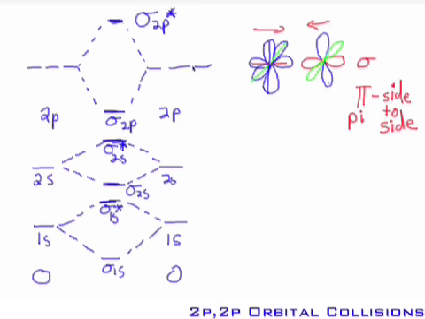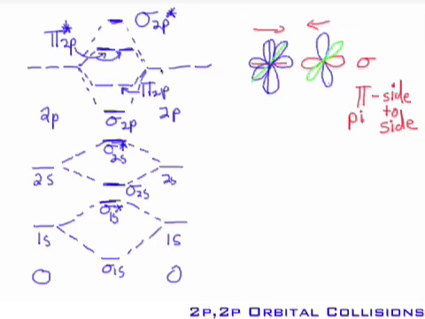Now, what about the other two orbitals on each atom? Well, those are the ones coming side to side. And because side-to-side overlap isn't as great, it doesn't come down as much as the sigma. But we get two orbitals. And then the ones that are antibonding don't go up as much. And so this is a pi 2p, and you've got two of them. And over here we have the pi star 2p, and you've got two of those.